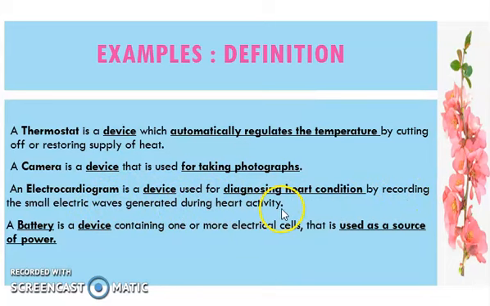heart activity. Look at the next example, a battery. What is a battery? It is a device containing one or more electrical cells that is used as a source of power. So this example was talking about what it is, how it looks like, the description, as well as how it works. Let's look at the next slide about a few tips on how to write extended definition.